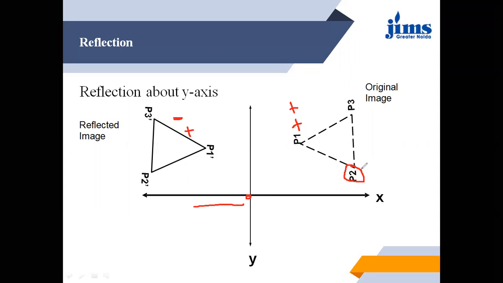Suppose the point P is 5 and 2. Now, when I reflect this, this distance will be the same. So the coordinate of P dash will be negative in the case of x only, and the y value will be the same. So this is minus 5 and 2.